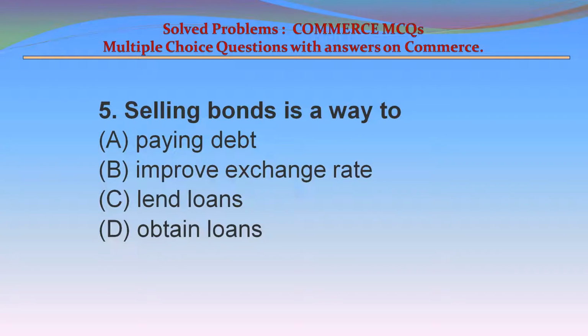5. Selling bonds is a way to Option A, pay debt. Option B, improve exchange rate. Option C, lend loans. Option D, obtain loans. Answer D, obtain loans.